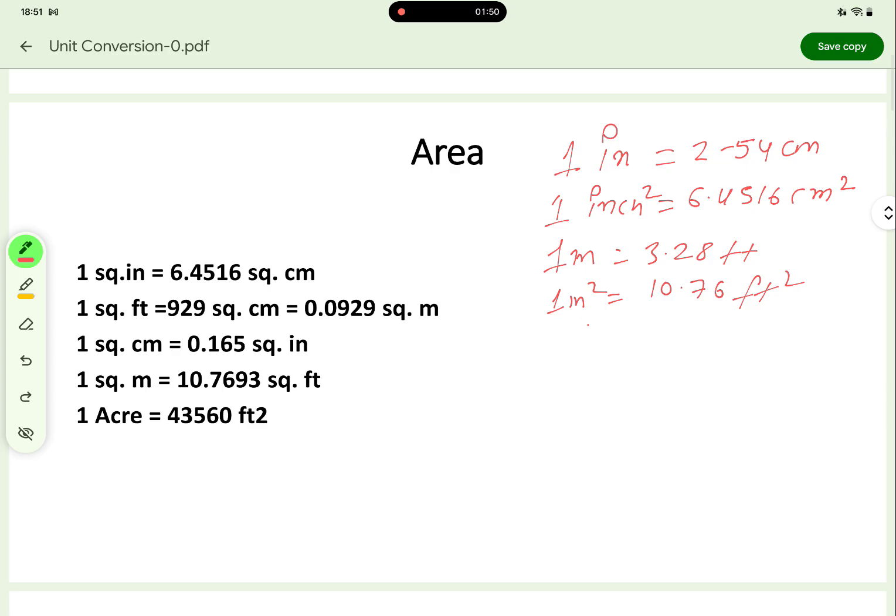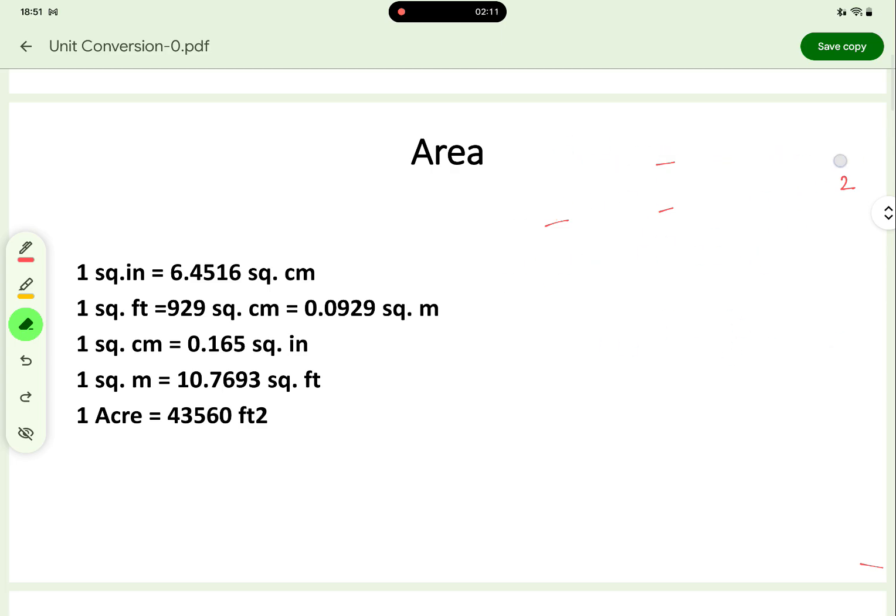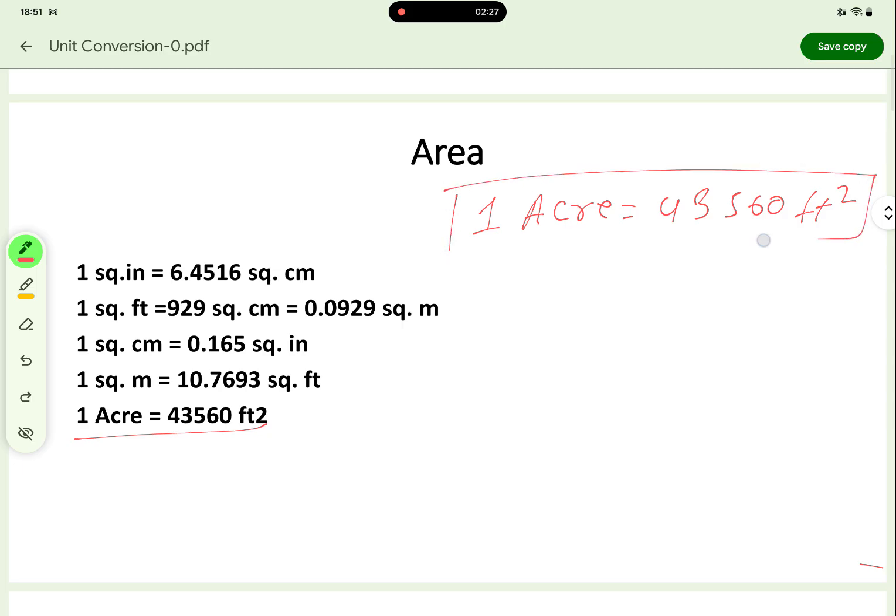This is the thing you need to remember, that if you want to change from one unit to another, can I write 1 centimeter is equal to 1 by 2.54 inch, right? And in simple unit conversion, by squaring both sides, you will get some value at the denominator. So in the area section, nothing to worry about. You need to remember only one quantity, and that is 1 acre, which is equal to 43560 feet square, right?